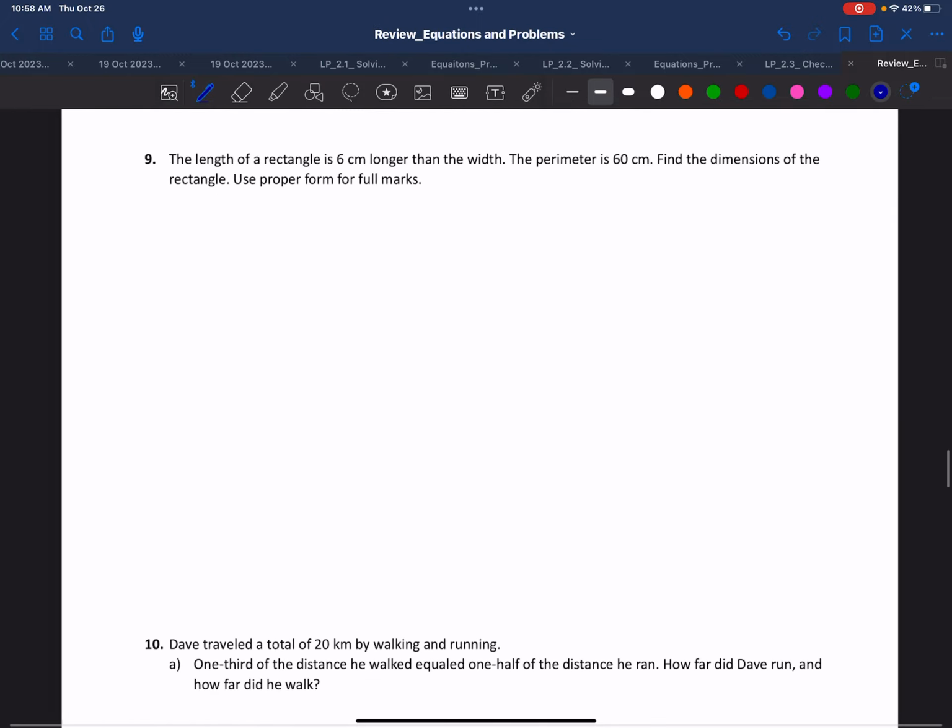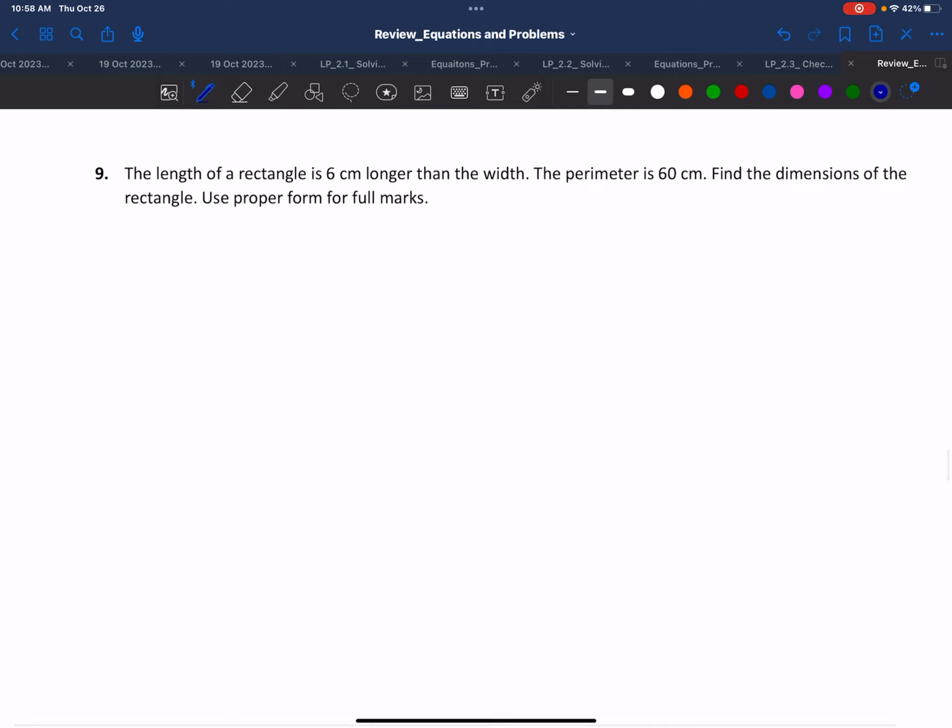Let's try one more problem. The length of a rectangle is 6 centimeters longer than the width. The perimeter is 60 centimeters. We have to find the dimensions of the rectangle and use proper form for full marks, obviously.